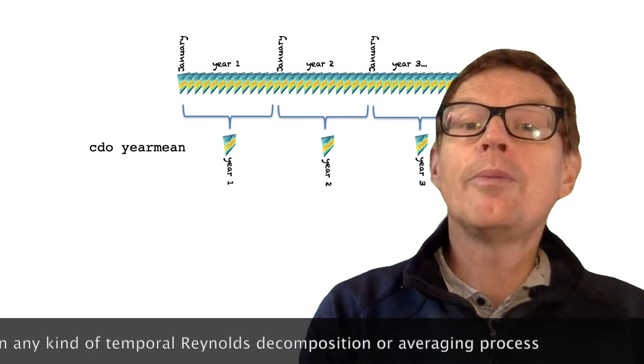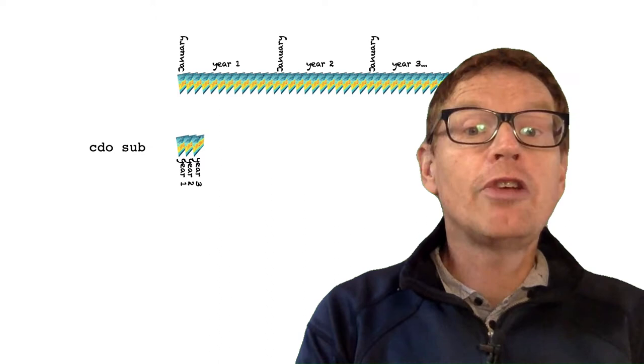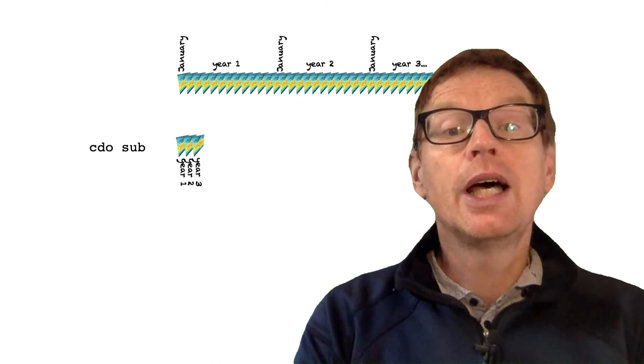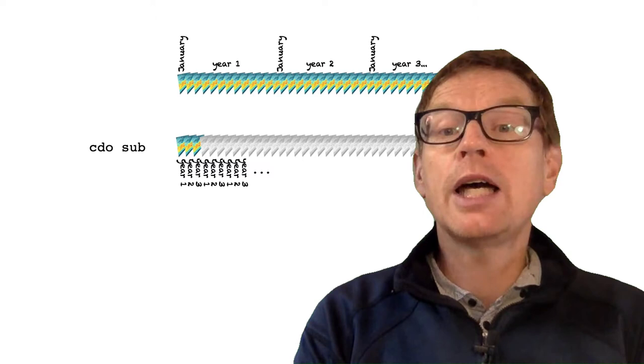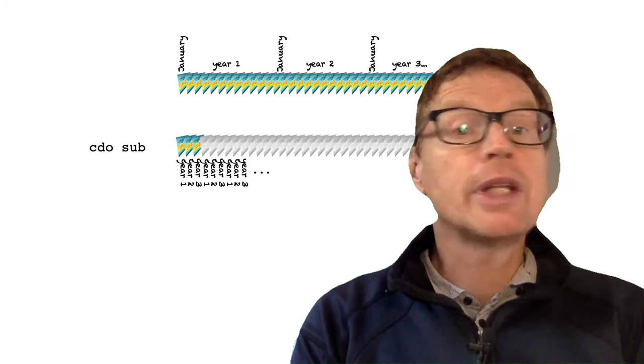But if we just use the command CDO sub, what will happen? Well, all of those three steps, of course, are considered straight away bunched up at the beginning, so to speak. And then when we go to subtract, CDO says, well, hang on a second, I need to broadcast, I only have three steps. And so it basically duplicates those three steps time after time. So we have year 1, 2, 3, 1, 2, 3, 1, 2, 3. Now, obviously that's not what we want, is it? Because we're going to be subtracting the first year from January, but then February of the first year will have the second year subtracted from it.